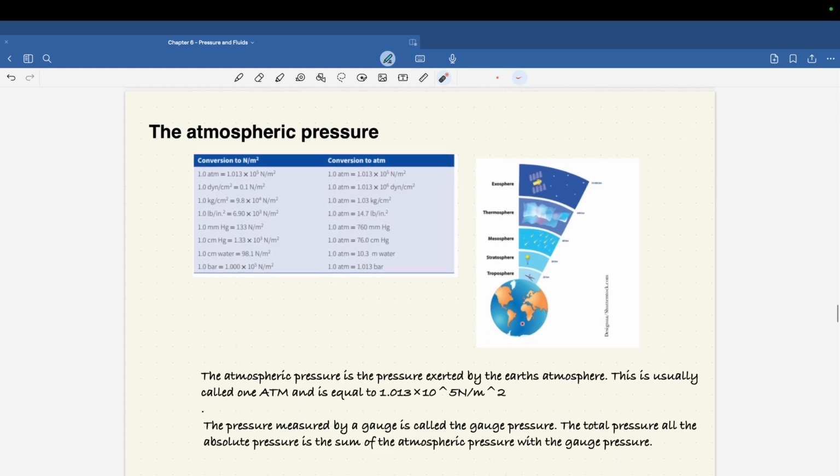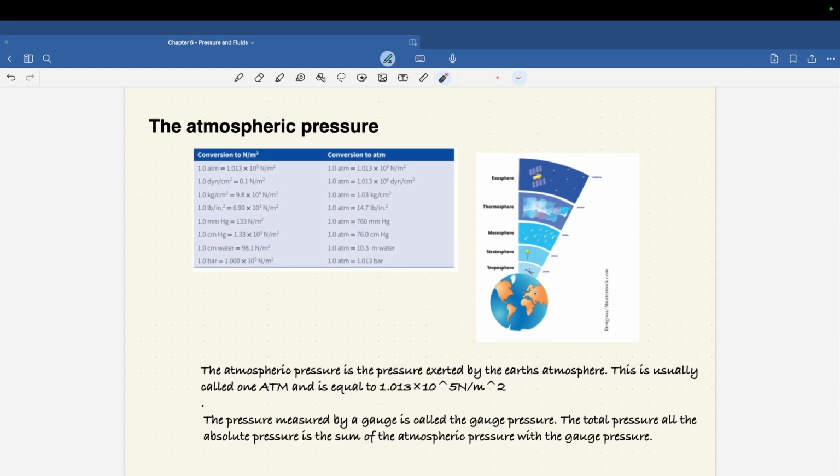All right, now we come to the atmospheric pressure. You can see in this diagram that the atmosphere is divided into so many regions. You have the troposphere, stratosphere, and all that. So that's huge. And all of this air is exerting a pressure on the surface of the earth. And that is called the atmospheric pressure. And this is a big number.